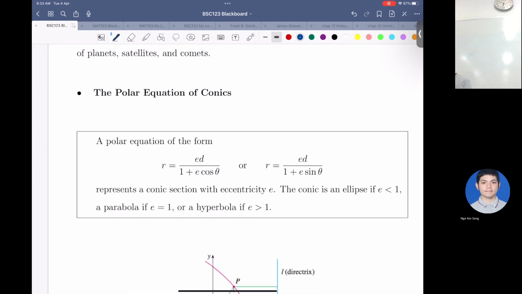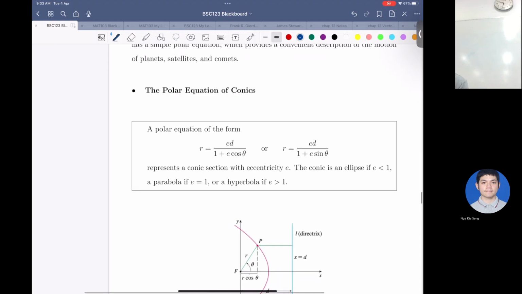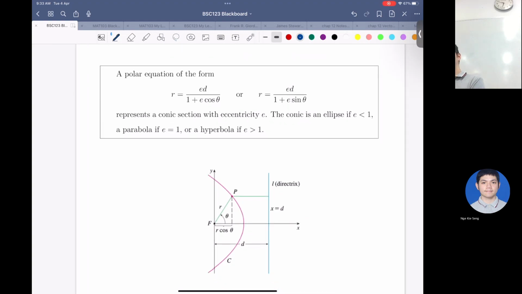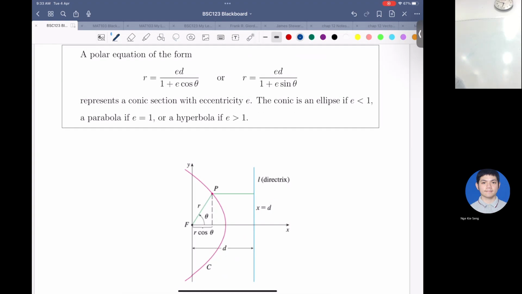So how can we do that? We just use the eccentricity, E, and D. What is D? D is the directrix. These 2 pieces of information are enough to build an ellipse, hyperbola, parabola, circle, everything. I don't think there's a circle here, so ellipse, parabola, and hyperbola. With these 2 pieces of information, we can build 3 graphs.